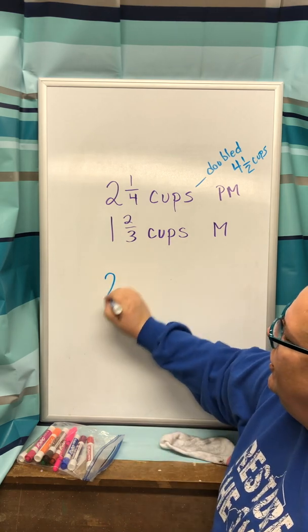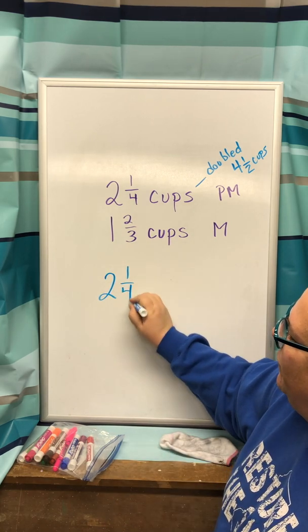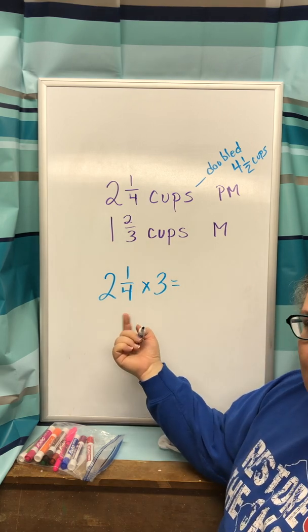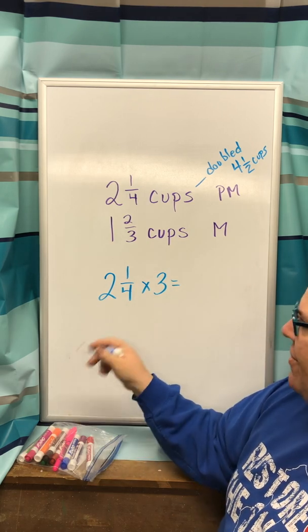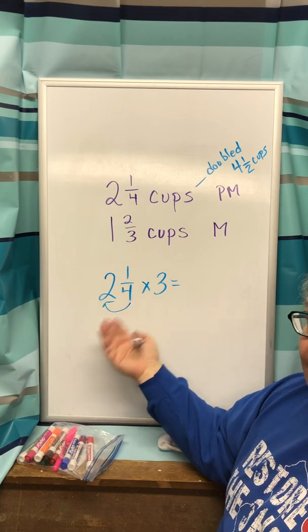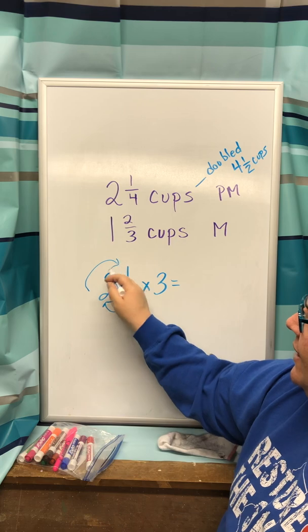But I'm going to do 2 1/4 times 3 this time. So again, turn my mixed number into an improper fraction first by doing 4 times 2 is 8 plus 1 is 9.